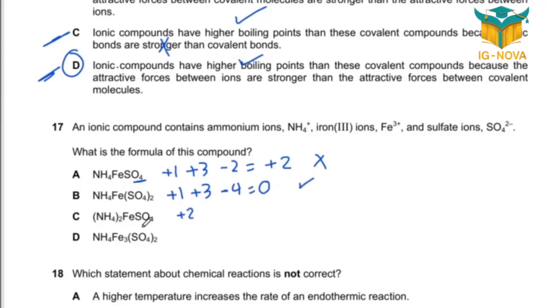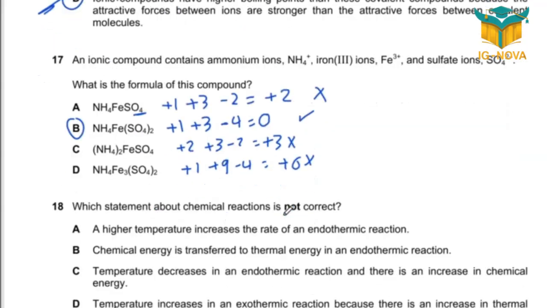Plus 2, because I have 2 ammonium, plus 3 minus 2. This is plus 3. Wrong. Here, plus 1, plus 9 minus 4. This is plus 6, which is wrong. So option B. Trial and error, as I mentioned earlier.